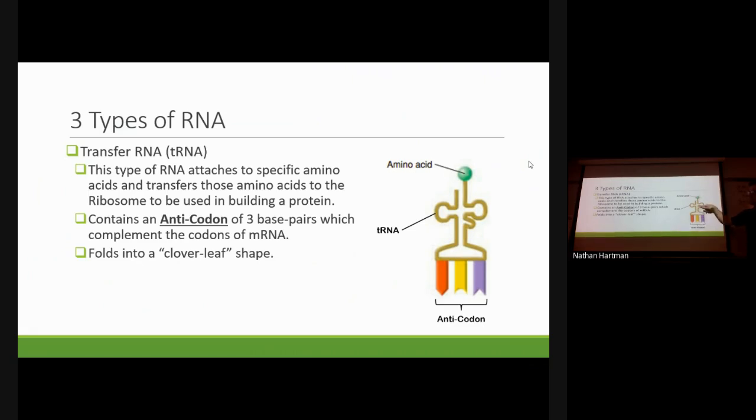They have this kind of cloverleaf shape, but you can almost think of it like a T if you want to. It kind of looks like a T. T for tRNA. Might help you recognize it. These are really important because these are what's carrying our amino acids.